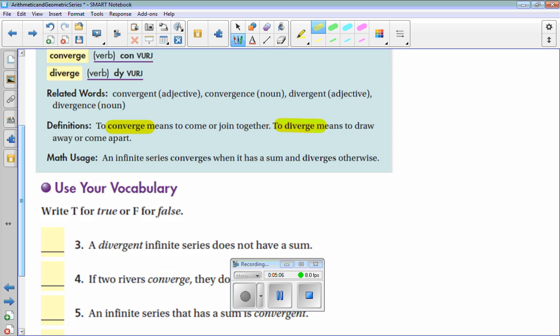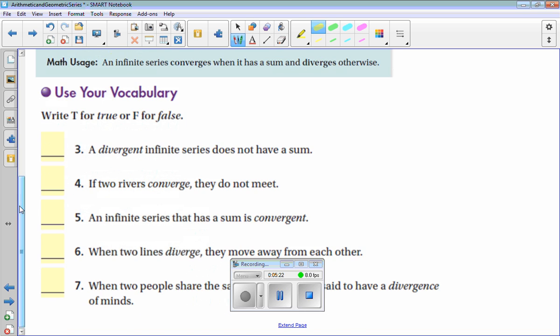So converge means to join or come together. And diverge means to go away, kind of like in the Divergent series. It's the people that don't fit in, right? So diverge means they go away. Converge means they come together. So when we talk about algebra 2 and sequences and series, sequences or series can either converge to one number, or they can diverge and go off to infinity or negative infinity.